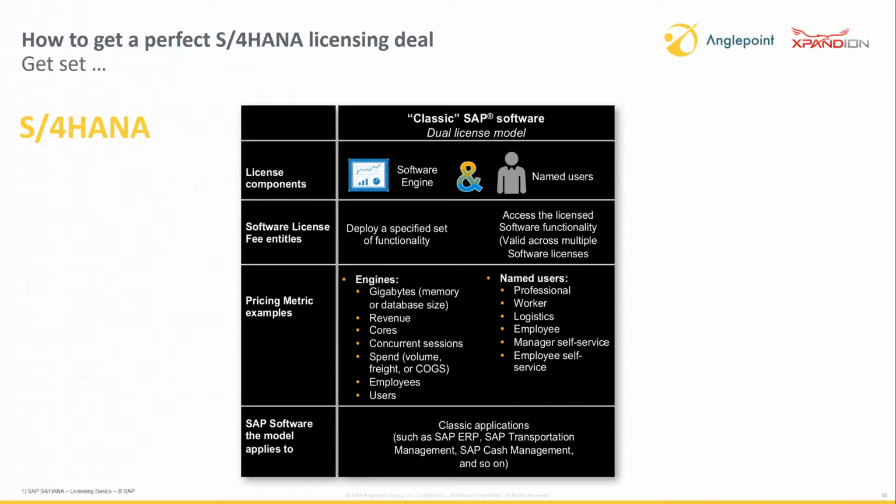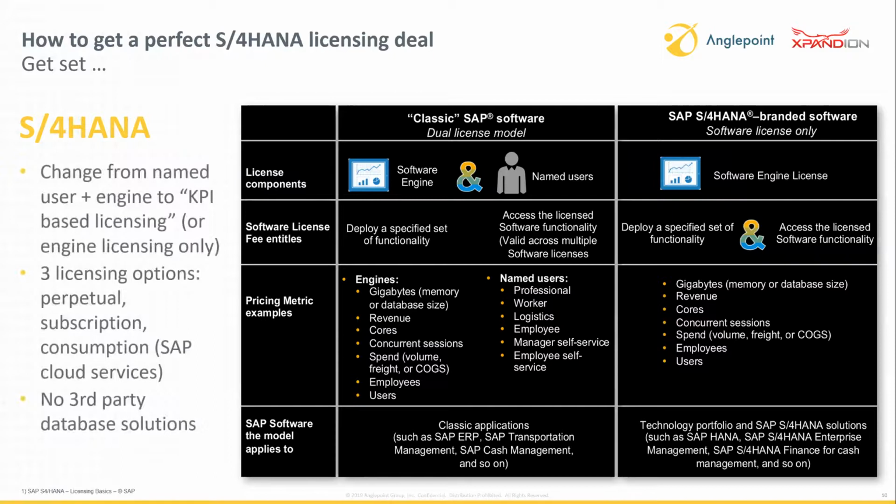Now with S4HANA, that will definitely change. So first of all, even though there are licenses that SAP considers being related to users, they actually see everything now as KPI-based licensing, which is also applicable to users. So they don't talk about named user licenses, they talk about use licenses, which is, at least to their understanding, a little bit different. Well, they definitely have different licensing options, from perpetual to subscription, also to consumption.